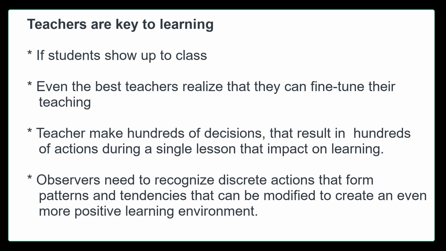Now, when we watch teachers, we know they make hundreds of decisions that result in hundreds of actions during a single lesson. Even seemingly trivial decisions can have a huge impact on learning or impede the efforts of the teacher to achieve a robust learning environment. Therefore, it is really important that the observers can recognize discrete actions a teacher makes or takes when teaching. These actions combine to form patterns and tendencies that can be modified to create the interactions with students that result in an even more positive learning environment.